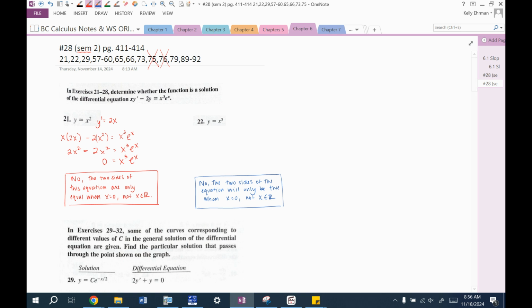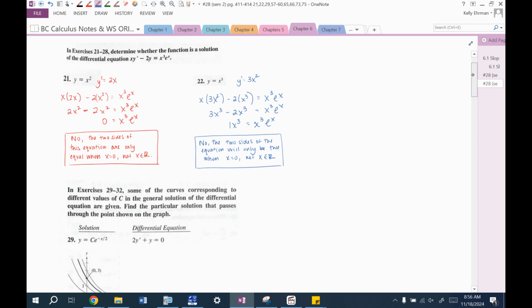So the same thing happens with this one. Okay, y prime would equal 3x squared. So subbing into this equation, it would be x times y prime minus 2 times y is equal to x cubed e to the x. So same thing, 3x cubed minus 2x cubed is not equal to e to the x times x cubed. It's equal to 1 times x cubed. But that's only true, again, for x equals 0. Okay, so not true for all real x. So no, that's not a solution to the differential equation.